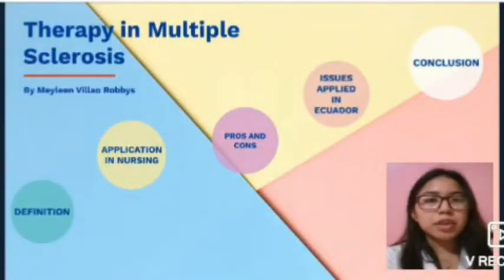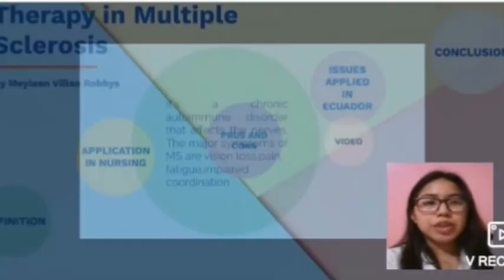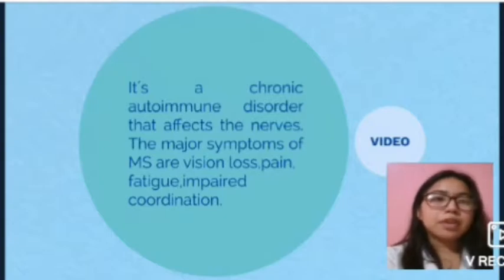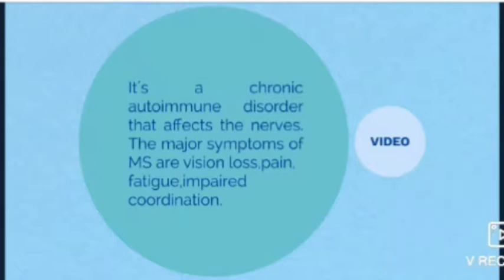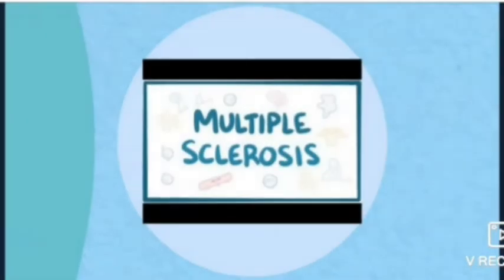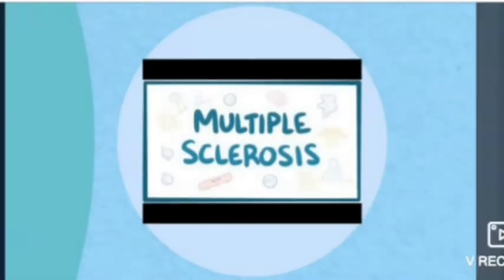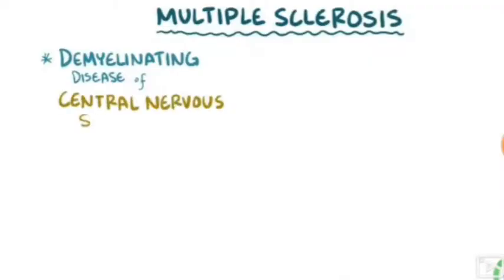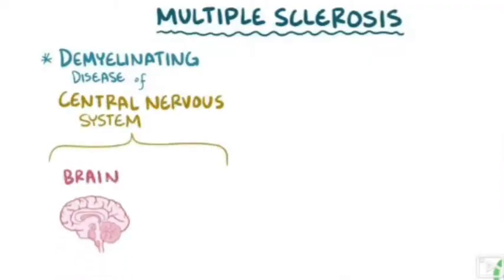Multiple sclerosis. Definition: it is a chronic autoimmune disorder that affects the nerves. The major symptoms of multiple sclerosis are vision loss, pain, fatigue, and impaired coordination. It is a disease of the central nervous system, which includes the brain and the spinal cord.